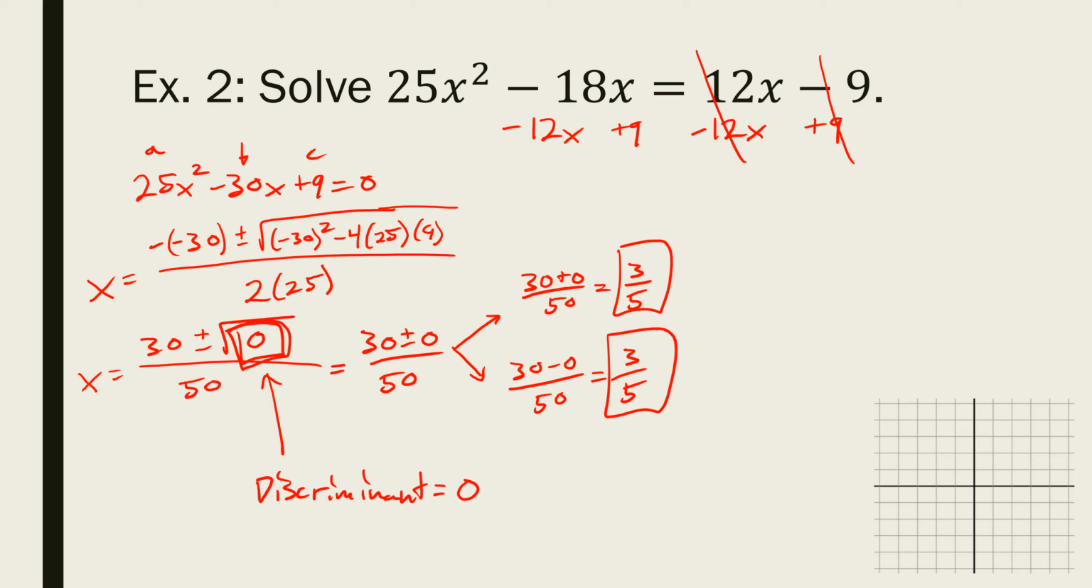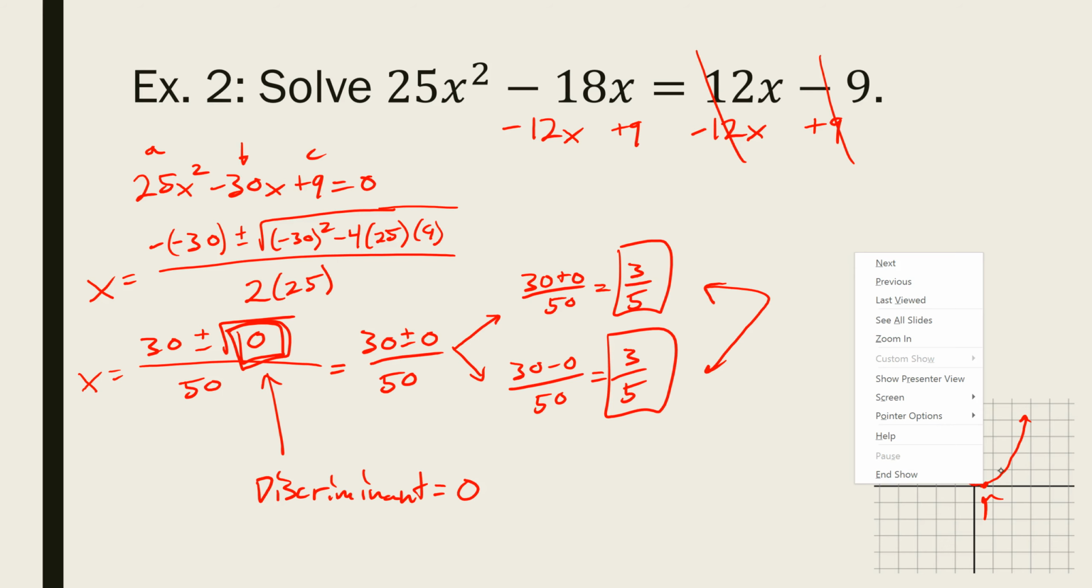It's a duplicated 3/5. This is an upward facing parabola, and so what that means, since it's a duplicated 3/5, is that our vertex is right on the x-axis. So discriminant of 0, duplicated root, vertex is the 0. The function just comes down and just barely touches the x-axis, and then it goes back up. So keep those things in mind. Discriminant of 0, just one root for this equation, just one x-intercept, which is the vertex.